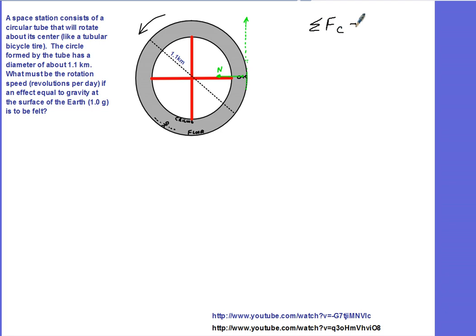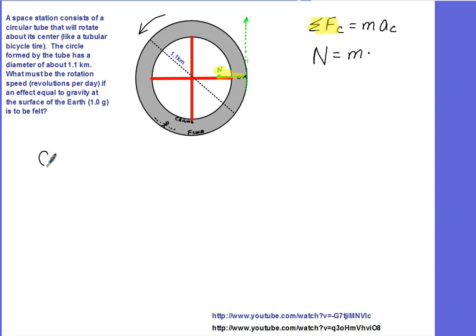The sum of the forces centripetally is equal to m times a sub c centripetally. We see that there's only one force acting in the centripetal direction. So that one force is easily found to be just N. That would be equal to m times a sub c.